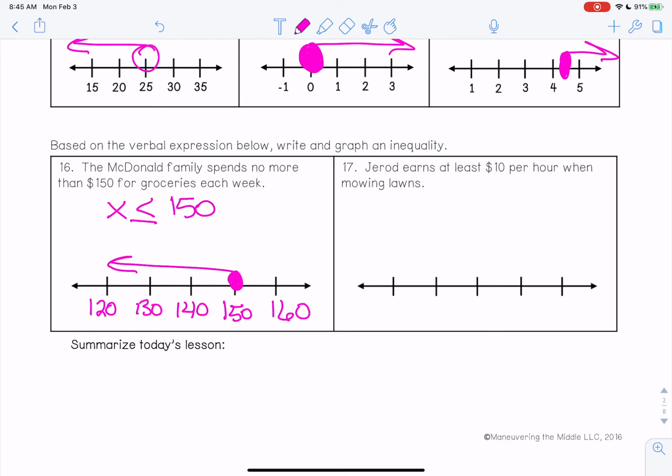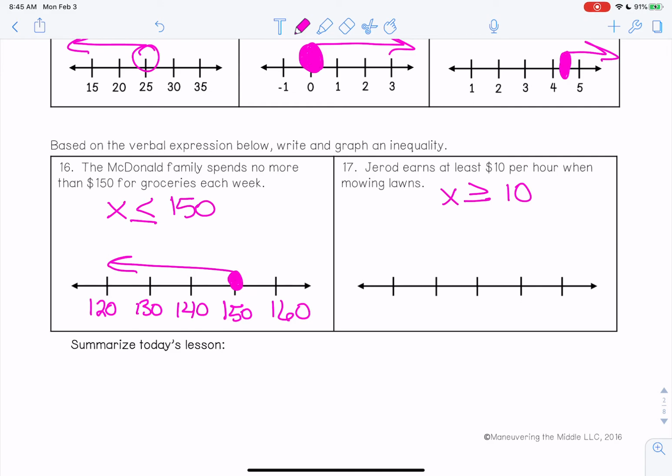So for 17, Jared earns at least $10 per hour when he's mowing lawns. So we have our x and we have $10. He earns at least $10, which means he can earn $10 or more than that, okay? But he can't earn $6 or $7. He can't earn anything less than 10 because at least means that amount or bigger. So that means x is definitely greater than 10, but can also be 10.